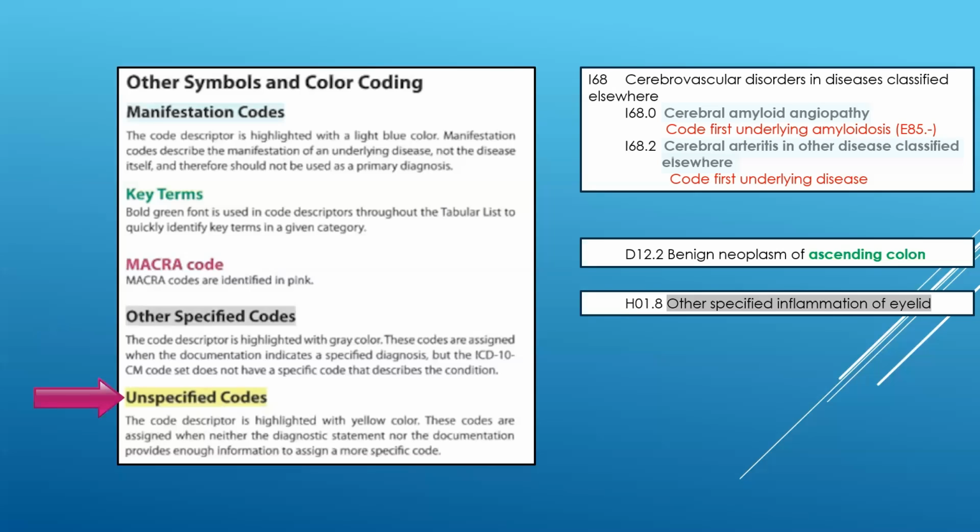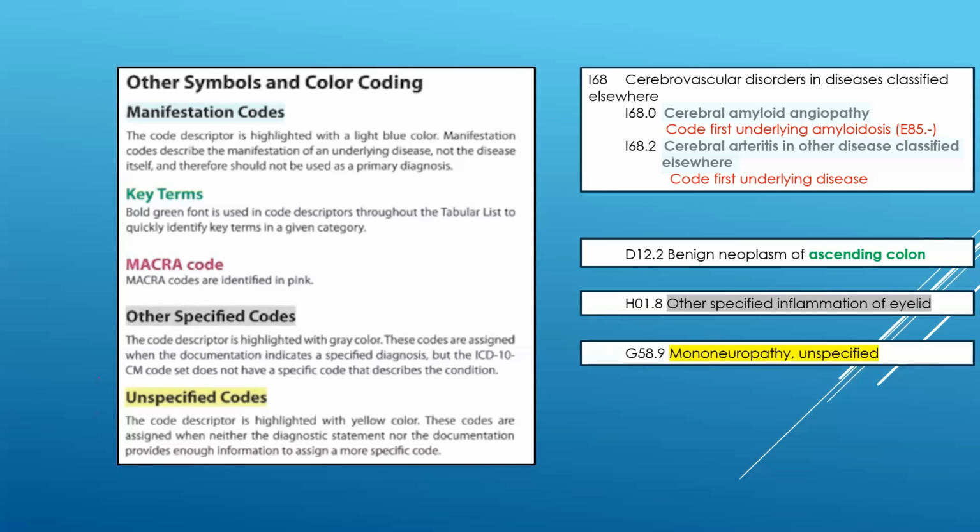These codes are assigned when neither the diagnostic statement nor the documentation provides enough information to assign a more specific code. Look at G58.9, mononeuropathy unspecified. In this case, the provider would have simply stated that the patient has a mononeuropathy with no other details provided.